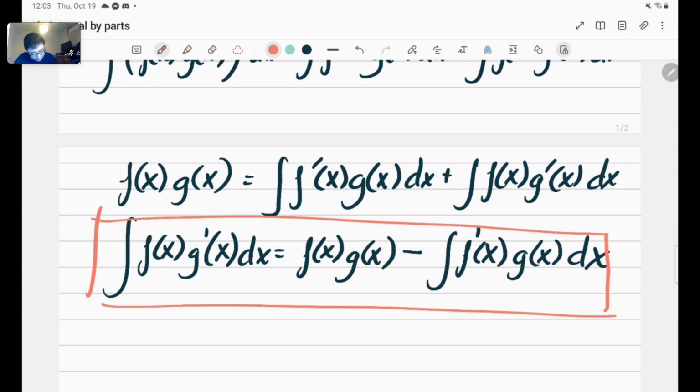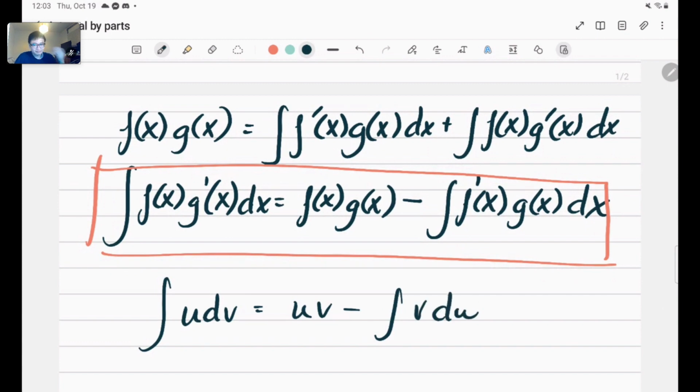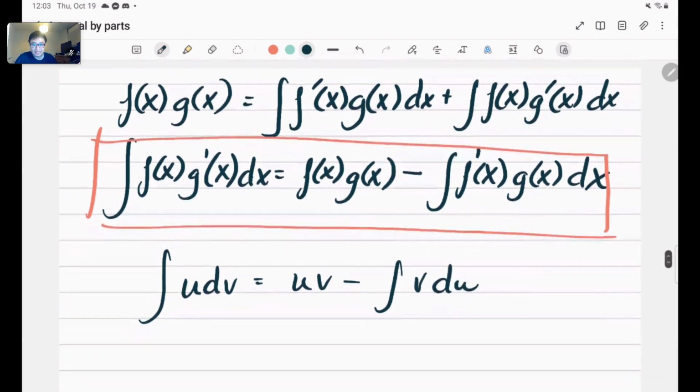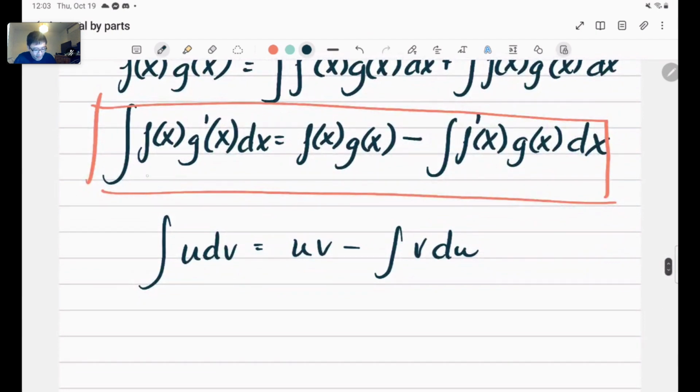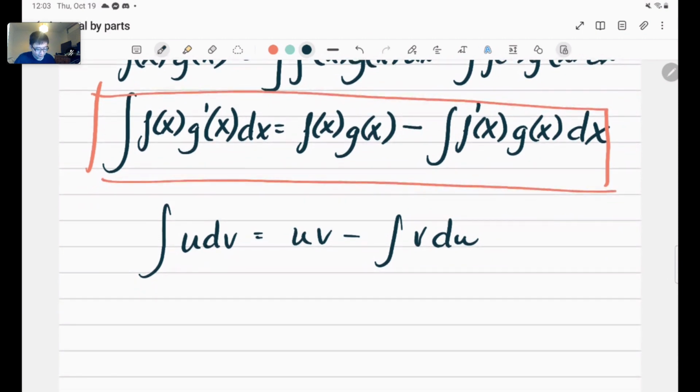Now in the textbook, they usually write this notation, which is the integral of u dv is equal to uv minus the integral of v du. If you're familiar with this notation, feel free to go with it. I love the notation that I wrote above; I actually invented it and then learned this one. But if you are familiar with that one, feel free to go with it.